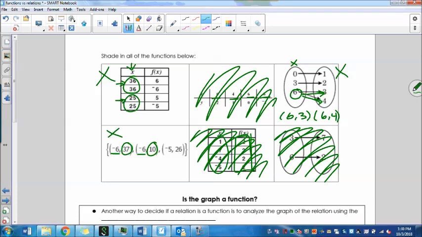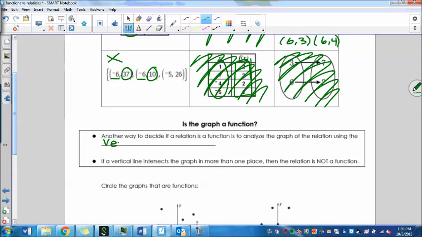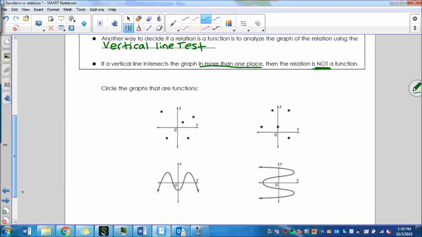Okay, if you're looking at a graph to tell if it's a function, one way you can do that is something called the vertical line test. If the vertical line intersects the graph in more than one place, then it is not a function. If we look at our first examples, we're trying to find the graphs that are functions. I want to show you an example that's not a function first. This one at the bottom, if you were to draw a vertical line, it's going to touch this graph in 1, 2, 3, 4 places all at once with that same line, so that's not a function.